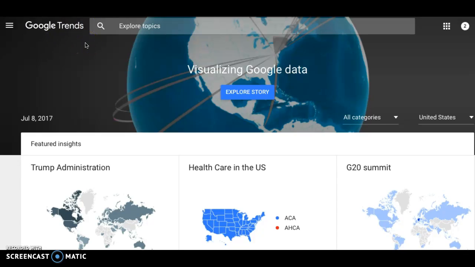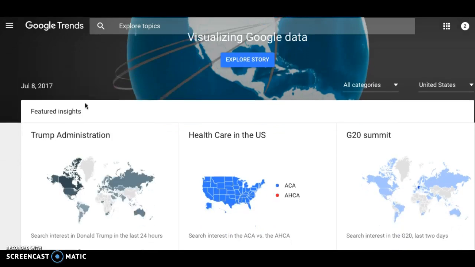This is a really cool site that allows you to visualize data and learn more about your topic from sort of a global perspective based on how many times the keywords you're using have appeared in Google. So let's take a look at the home screen first of all.